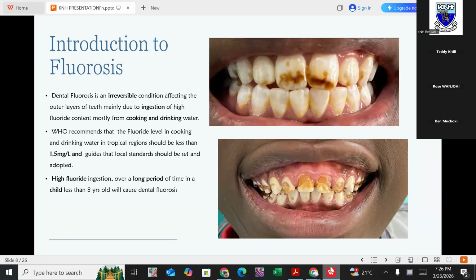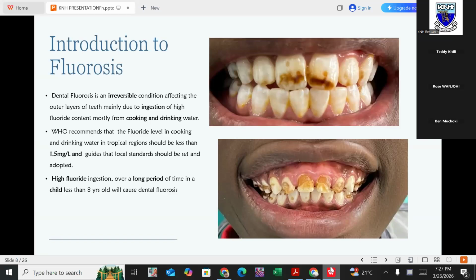I have said that dental fluorosis will be caused by high fluoride ingestion for a long period of time in a child less than 8 years of age. The other reason I am insisting on 8 years of age is because as a practicing dentist, I'm seeing a lot of mothers and parents running when the child erupts the first permanent incisor, which is the first lower incisor. At this time, I want to assure you that over 70% of the teeth have already formed.